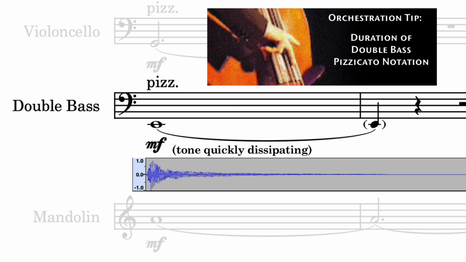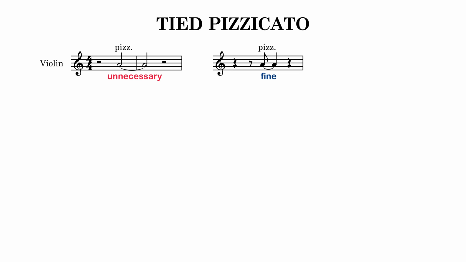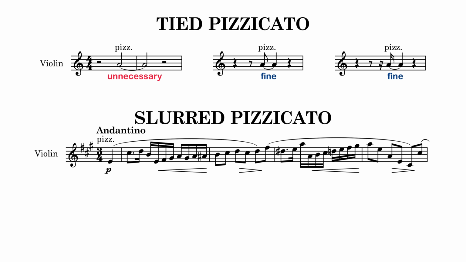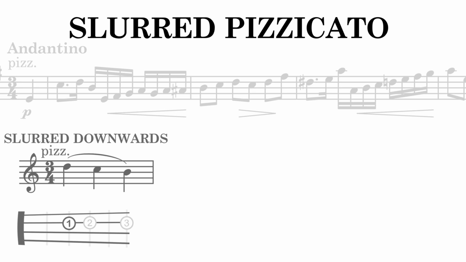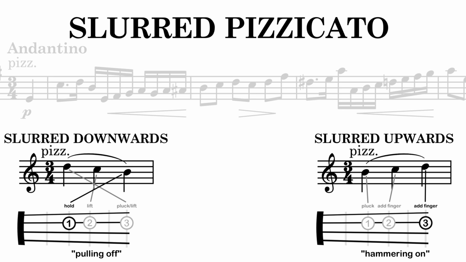So you'll rarely run into tied notes when scoring pizzicato, though a fairly short tie added for rhythmic clarity is, of course, fine. As to slurs, my advice is to stop thinking about adding phrasing marks to a pizzicato part, because you're just confusing your string players. Slurred pizzicato is a specific effect, meaning that the player plucks the first note and then lifts or applies further fingering to the same string.